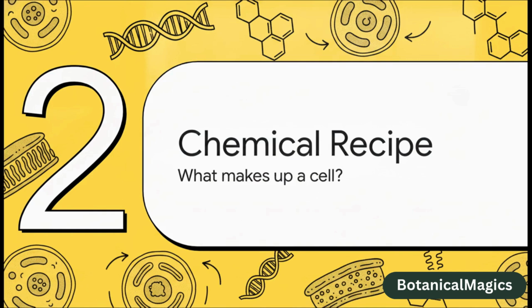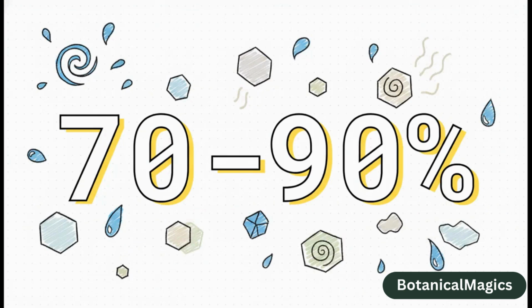Moving right along to Section 2, the chemical recipe of cells. Let's transition from those abstract concepts down to the actual raw materials of our cellular construction site. Now, chemically speaking, a staggering 70 to 90% of a cell is just water. It's an incredible number, right?